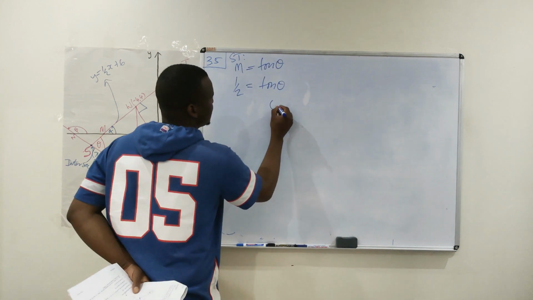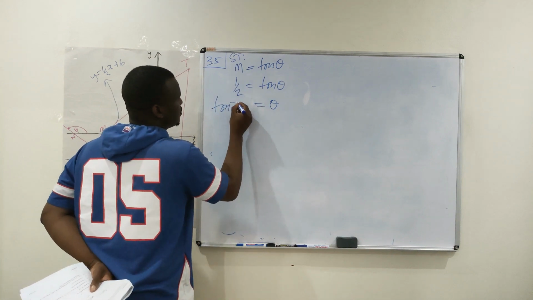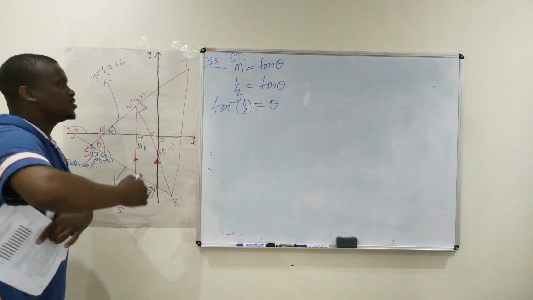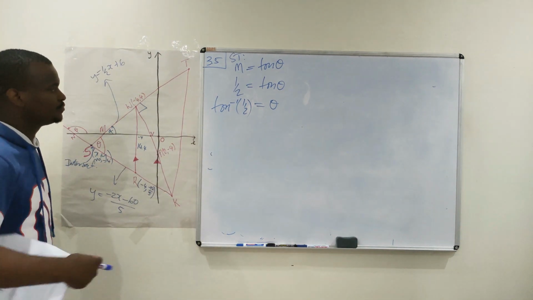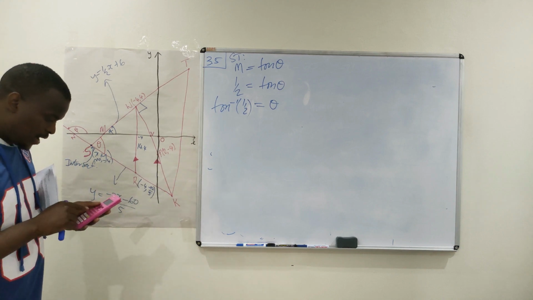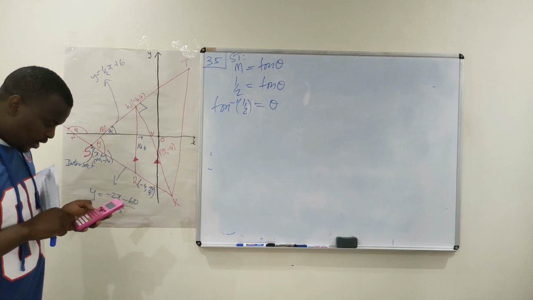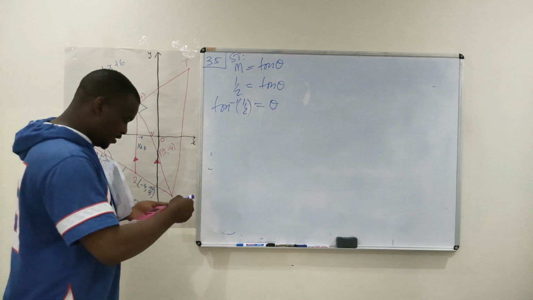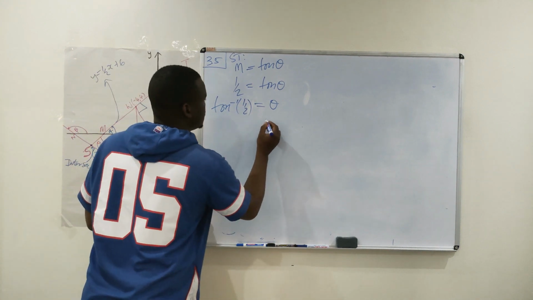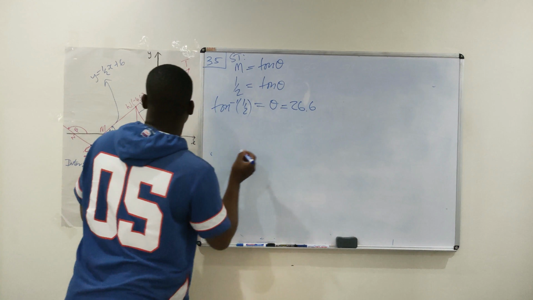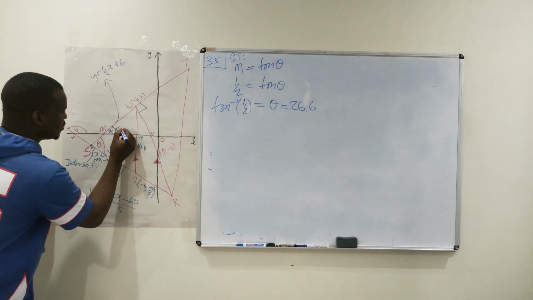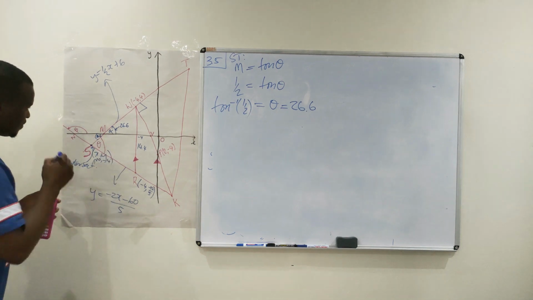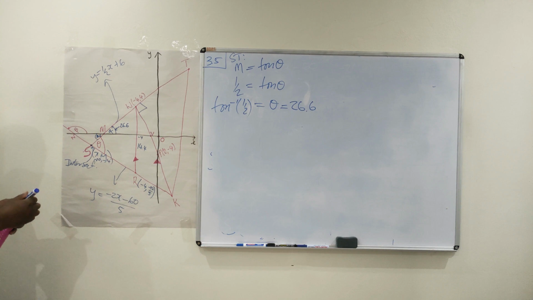So, theta is arctan 1 over 2. You press shift, tan 1 over 2 on your calculator. It's 26.6. So I know this angle here is 26.6, which is the same as this one here, 26.6. Then we go to the next one.